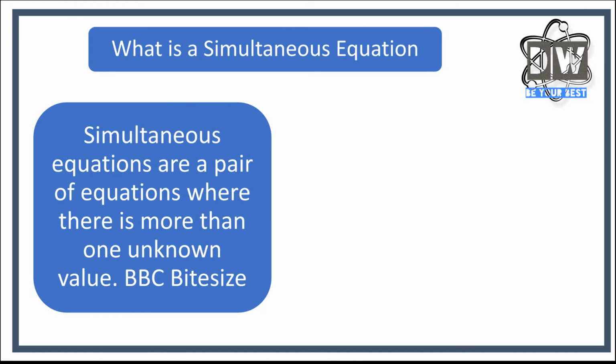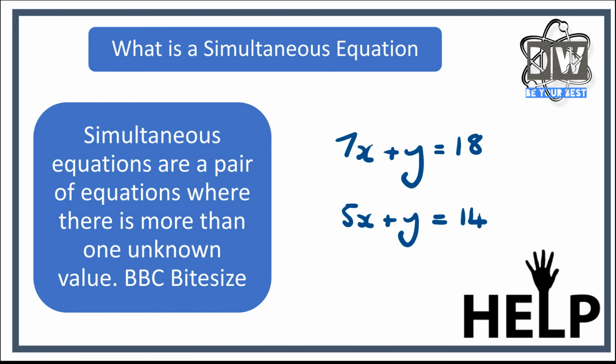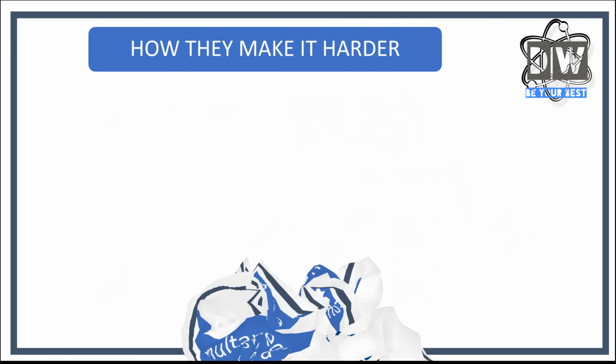We've done this enough times. You don't even need to read that, but I will read it for you. Simultaneous equations are a pair of equations where there is more than one unknown value. We use the elimination method. We look for those twins, or we create those twins. There are the twins here, remember. We use those to eliminate one of the letters, and then we can work out the others.